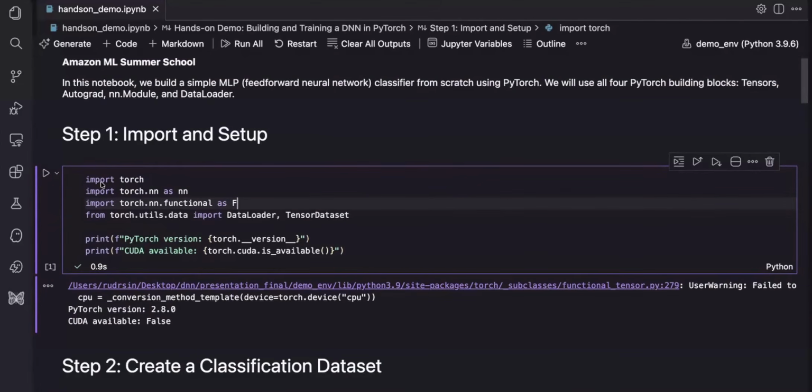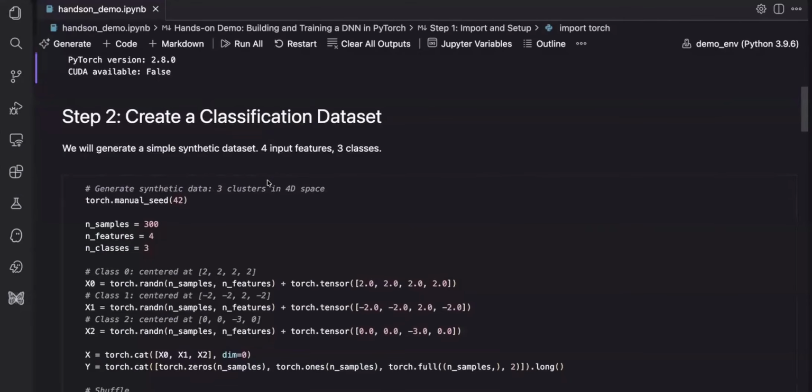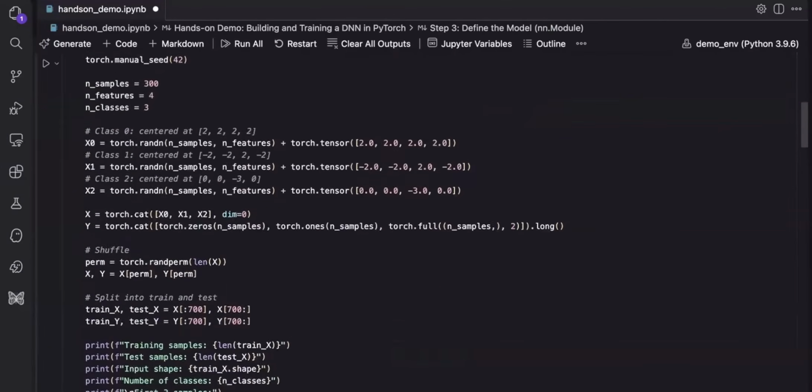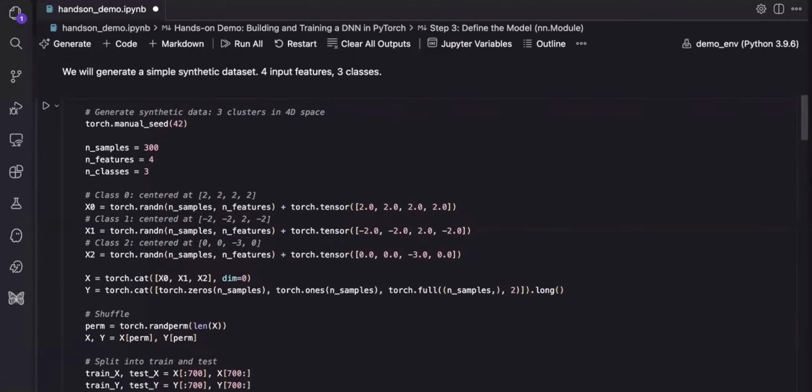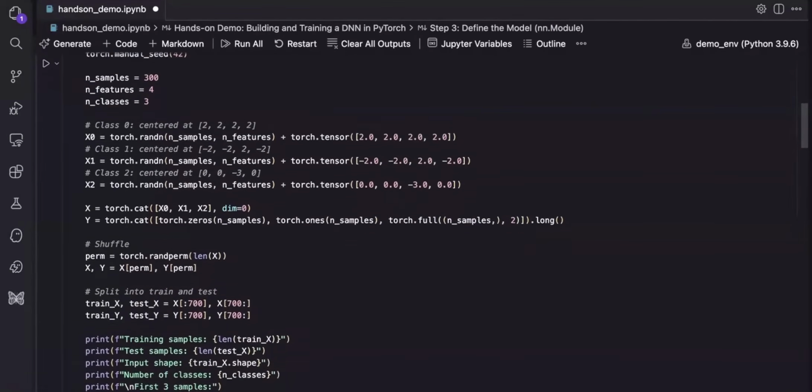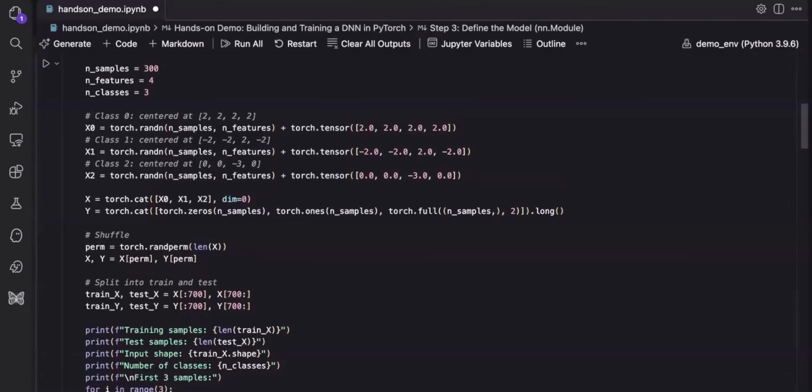First, we import everything we need. Moving on to the next cell. Now we create the dataset. We have 3 classes, 4 input features, and 300 samples per class, 900 in total. Each class is a cluster of points in 4-dimensional space centered at a different location. We then split into 700 training samples and 200 test samples.